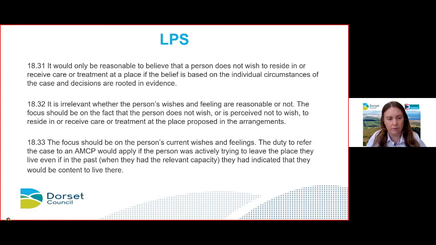Another point I thought was interesting, it says it is irrelevant whether the person's wishes and feelings are reasonable or not. The focus should be on the fact that the person does not wish, or is perceived not to wish, to reside in or receive care or treatment at the place proposed in the arrangements. And the focus should be on the person's current wishes and feelings. The duty to refer the case to an MCAT would apply even if the person was actively trying to leave the place they live in, even if in the past when they had capacity, they indicated that they would be content to live there. So it's really looking at what is the current situation now and what they are saying or how they are behaving now.